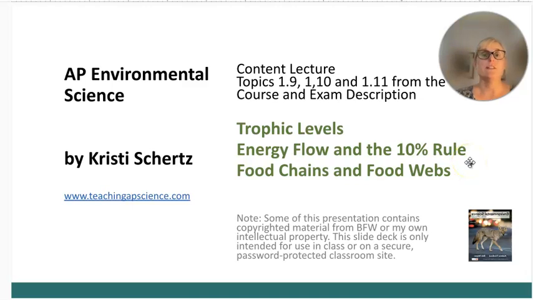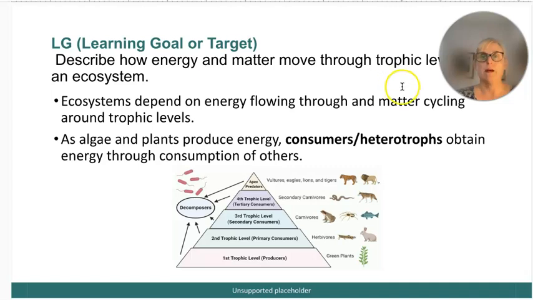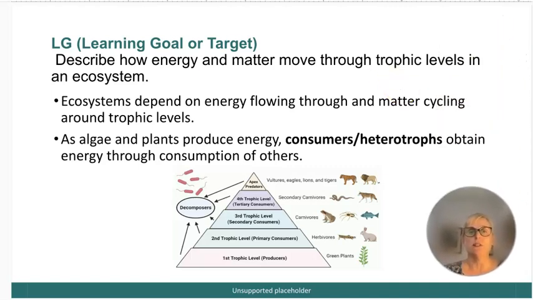I'm Mrs. Schertz, and this is topics 1.9, 1.10, 1.11 from the course and exam description for AP Environmental Science. We're going to discuss trophic levels, energy flow and the 10% rule, food chains, and food webs. Take a look at our first learning objective at the top here. As we go through these learning objectives, fill in your study guides, fill in your notes, etc.